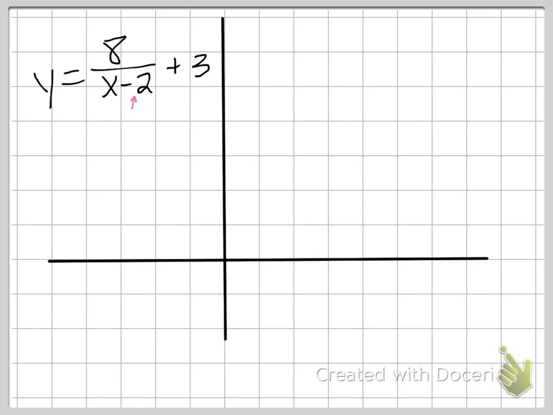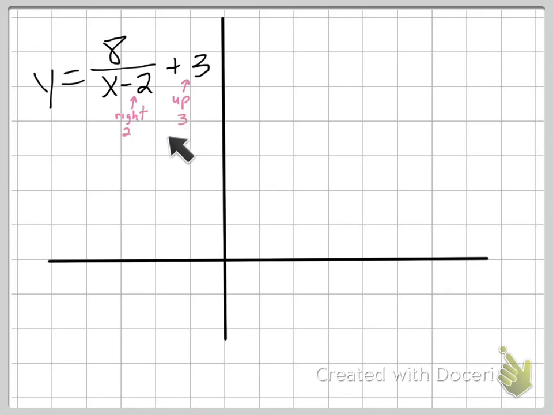Now, the ones we just finished, rational functions, should be fresh on our minds. We should be able to do this pretty well. Alright, so inside the function with the x, we have a minus 2. So that tells me that I'm going to have to shift this to the right 2. And then outside the function, I have a plus 3, which tells me I have to shift this function up 3.